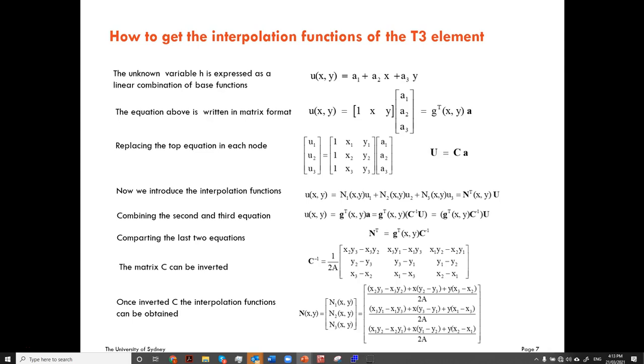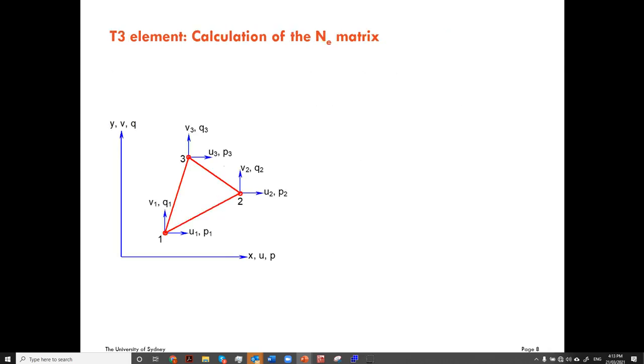So this is the first step. We have the interpolation functions of the T3 element, but now we have to consider the 2 degrees of freedom. So we have x displacement and y displacement in each node. And we can also have two loads, a load applied in x and a load applied in y in each one of the nodes.